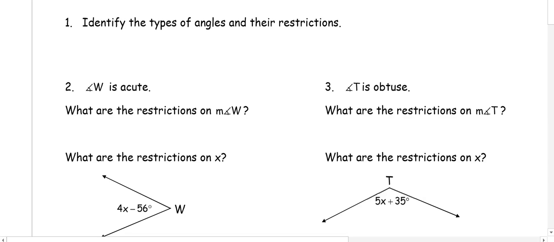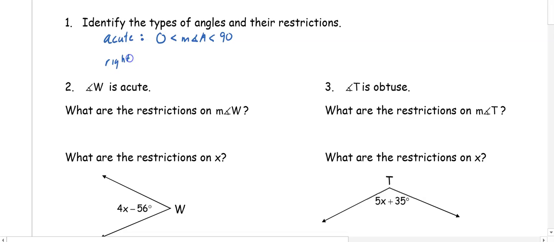This video is the Unit 1 Quiz 2 review for geometry. So in question 1, identify the types of angles and their restrictions. Remember that we have 4 types of angles. Our first angle is an acute angle. In an acute angle, the measure must be greater than 0 degrees and less than 90 degrees.